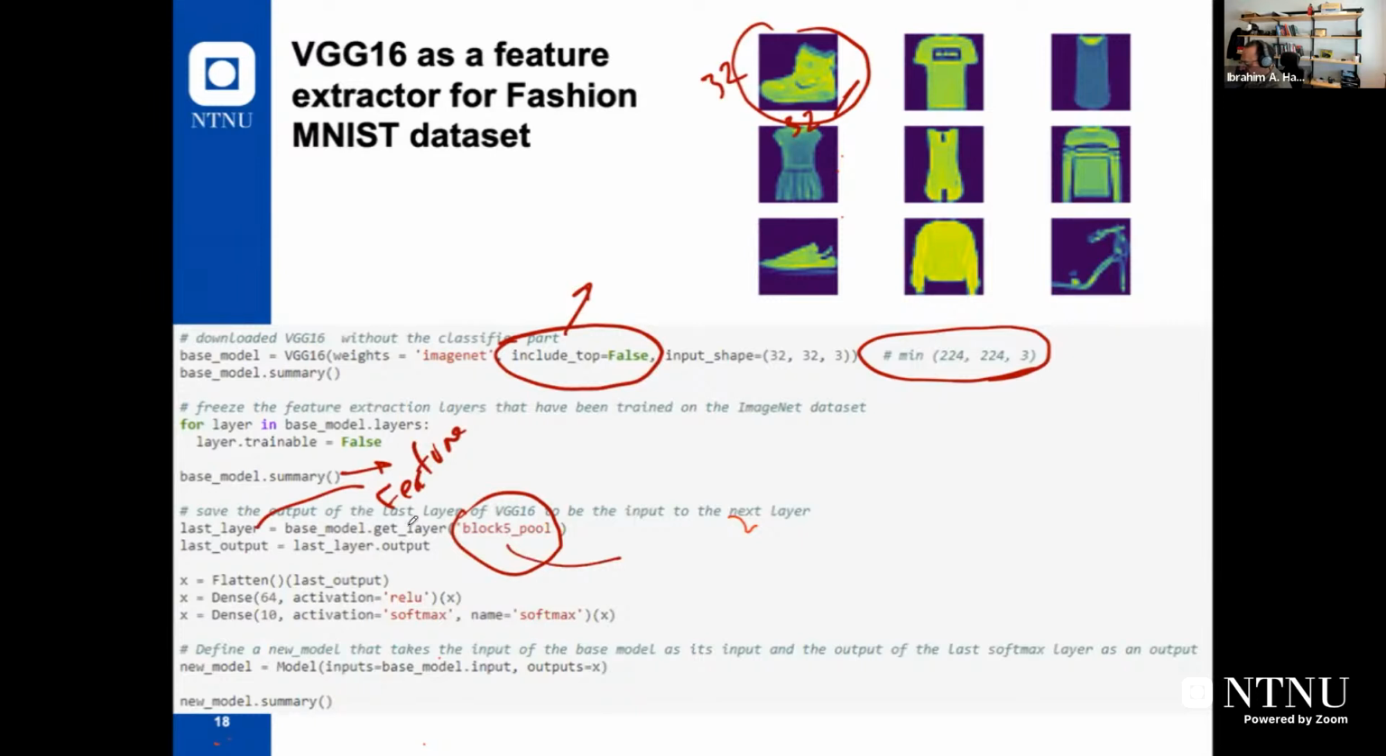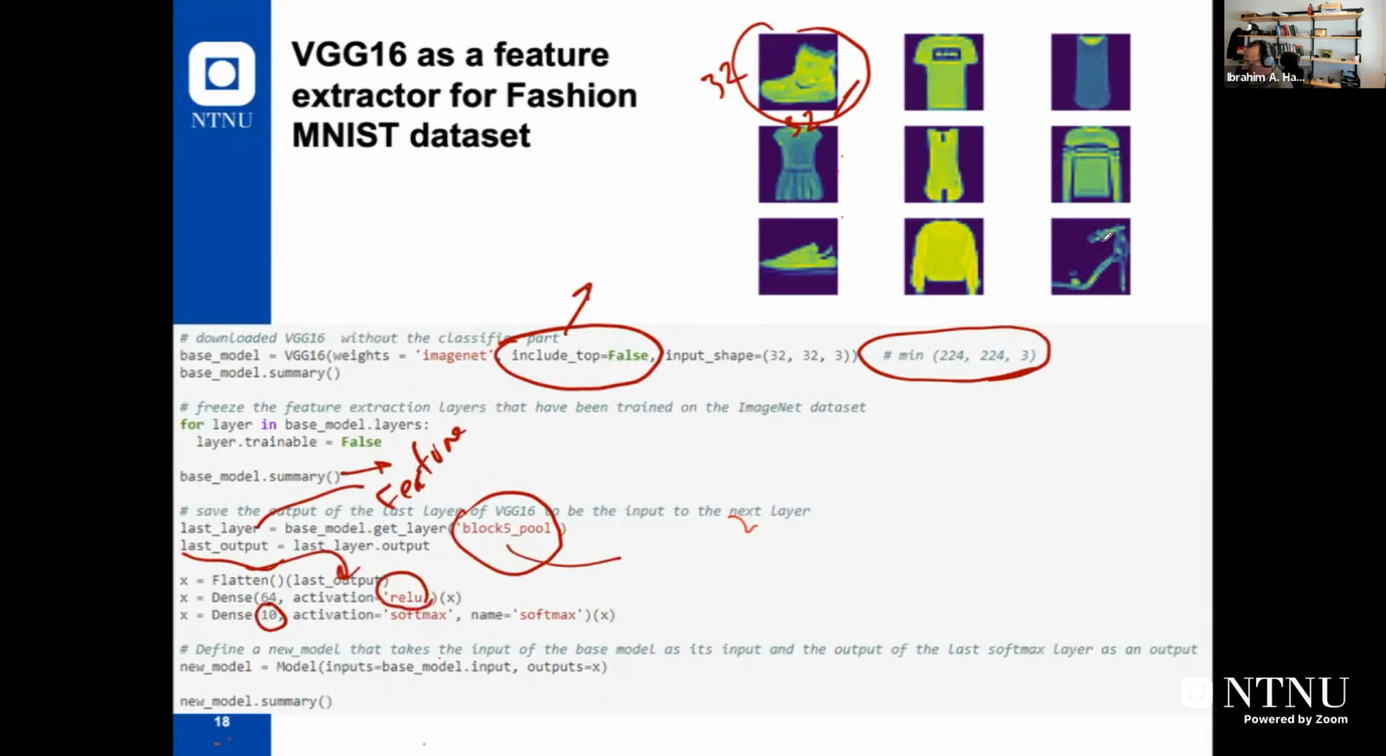I will flatten this output, last output, correct? And after that, I will add two dense layers. The first dense layer has 64 units, which uses the ReLU activation function, and the output layer will be a softmax layer, which has 10 units, because I need to classify each image into one of those 10 classes.